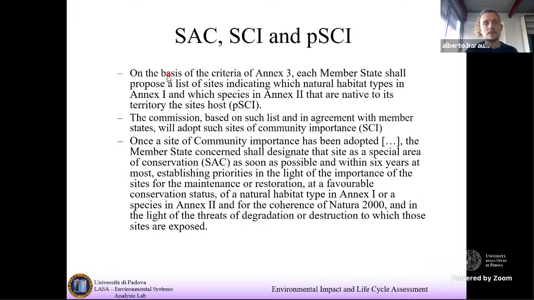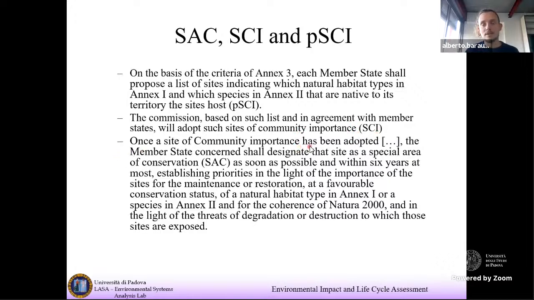How is the Natura 2000 network created? On the basis of some criteria that are found in the Habitats Directive, each member state proposes the list of sites which, according to the member state, are important to protect habitats or species of Annex 1 and Annex 2. These are proposed sites of community importance. P stands for proposed. The European Commission, based on such lists and in agreement with the states, adopts such sites, and these are sites of community importance.